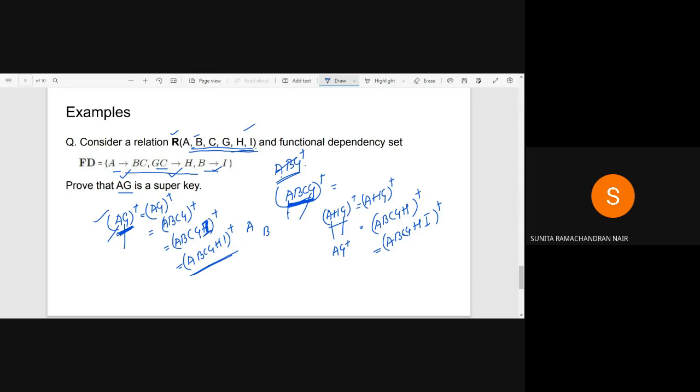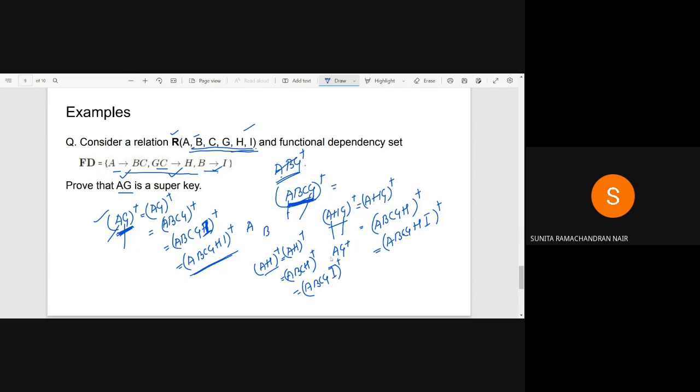Ma'am, I could take out any subset and it should determine, or any one subset is good enough. Like if I take AH, I'm not sure if it gives me everything. Okay, let's check for AH. AH will determine itself. Then AH will give A, B, C, and H because A determines BC. Then it will give A, B, C, H, and I because B determines I. Will it give any other attribute? No, ma'am, it won't. So by that we can say that AH is neither a super key nor a candidate key, right?